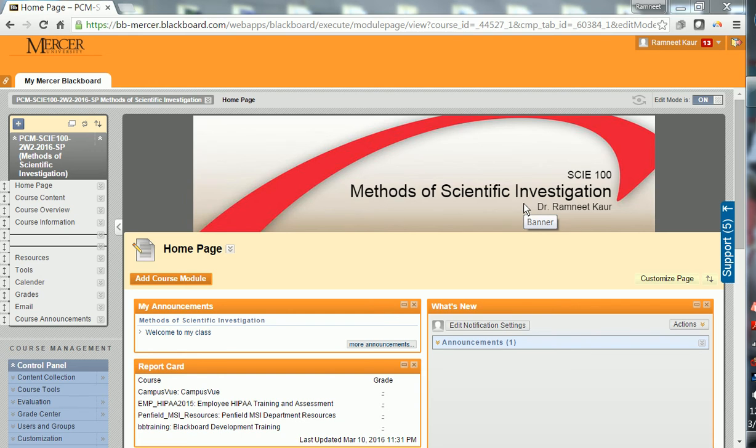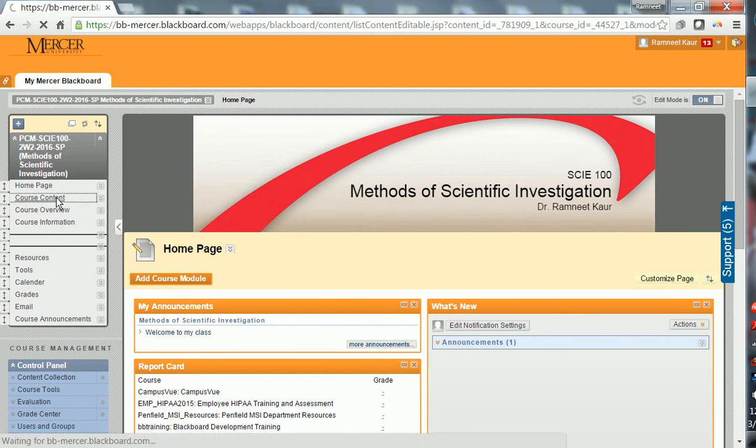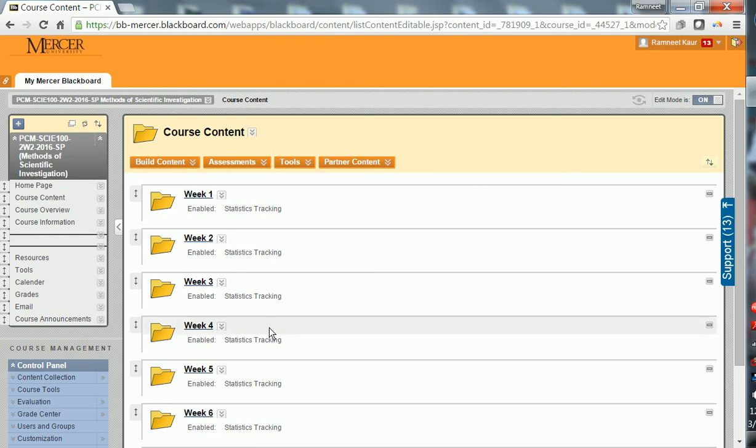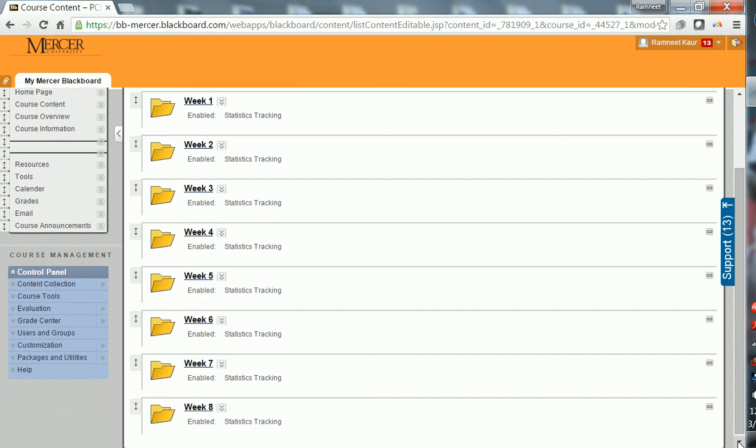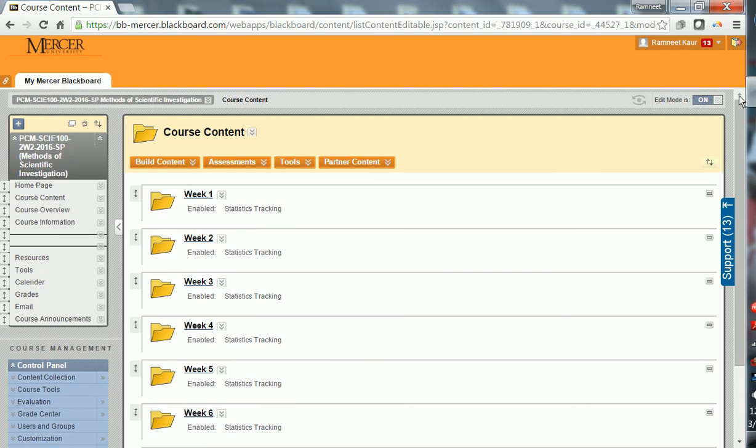So right now I am at Mercer Blackboard and this is the home page of the course Science 100. If you can see on the left side, I have created different sections of the course. If you click course content, you will be able to see different folders. Basically there are 8 different folders and I have given them the names week 1, week 2, up to week 8. So I'm going to post all the material in these folders and it will be specific for the week.